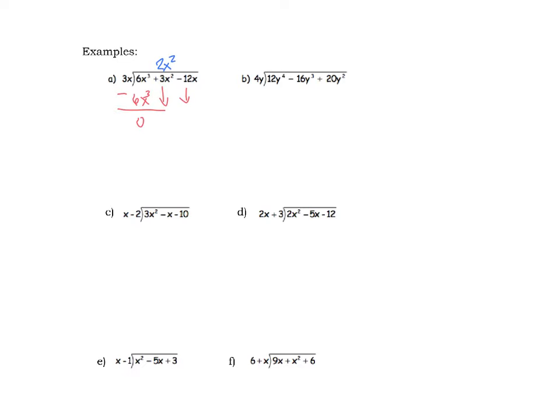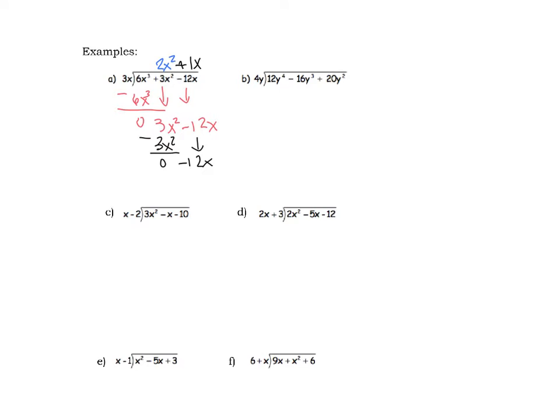So we're going to bring down the rest of this, which is 3x squared minus 12x. Now, how many times does 3x go into 3x squared? Well, that would be just one time. So it would be positive 1x. 1x times 3x is 3x squared. So when I subtract that, I get 0. Bring that down, minus 12x.